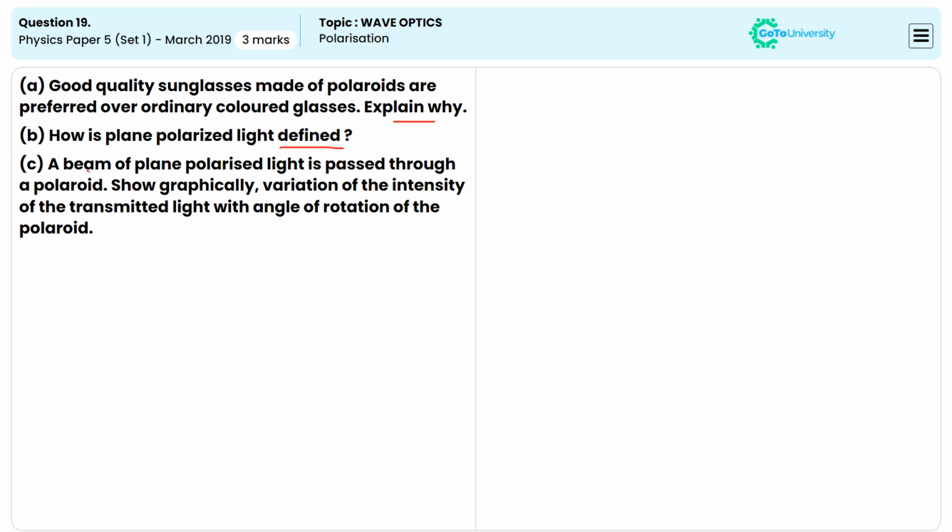Third part. A beam of plane polarized light is passed through a polaroid. Show graphically the variations of the intensity of the transmitted light with the angle of rotation of the polaroid. We'll see the first part of the question.